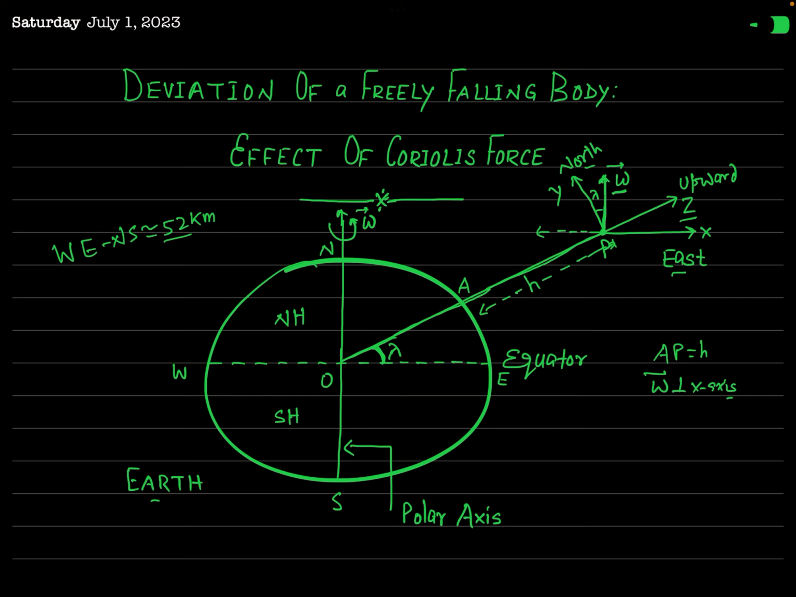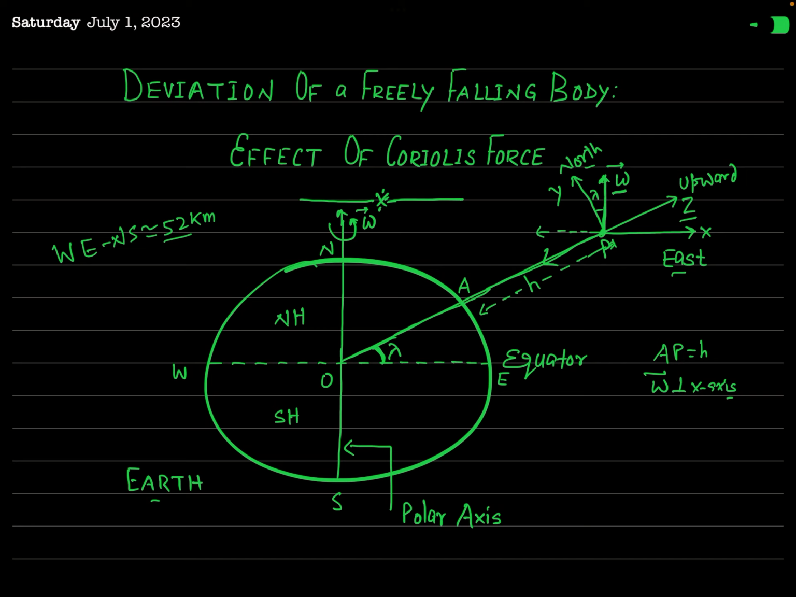So in the present problem, I have considered this point P, from where a body of mass m will be dropped, in the northern hemisphere. Okay, mark it. The point is lying in the northern hemisphere. When this body is dropped from point P from rest, it will accelerate towards the surface of the earth due to the force of gravity, which will act along this direction PA. This is the vertically downward direction.